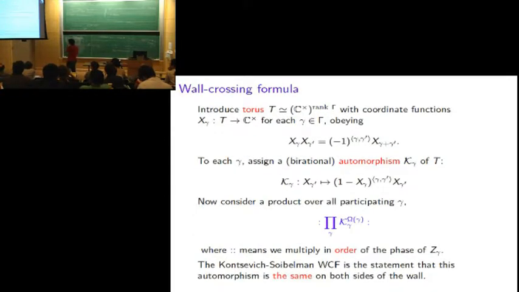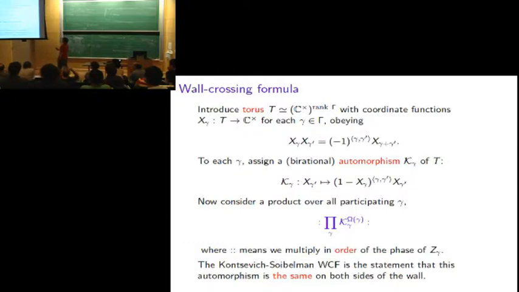So now I want to tell you the formula. I have to introduce one more auxiliary-looking construction. Namely, I have to introduce a torus, which is C star to some power, namely C star to the rank of gamma. And this torus has some natural coordinate functions once I choose a basis for gamma. Or to say it a little more invariantly, for every element of gamma, it has a coordinate function, just a map from T to C star, which are multiplicative.